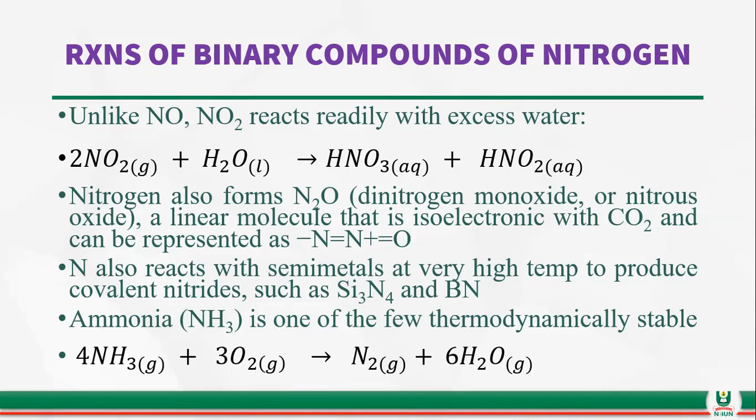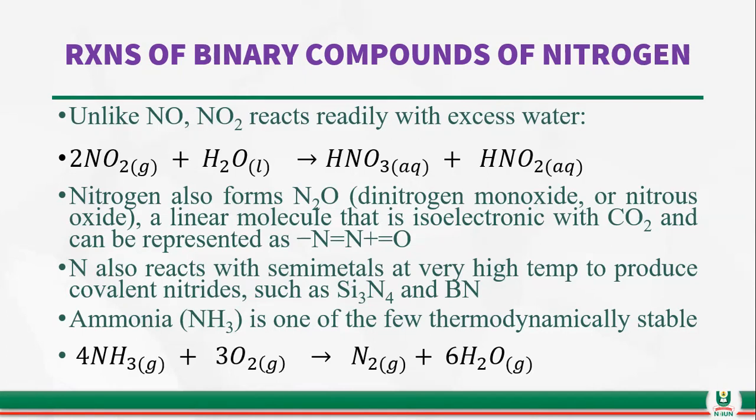Nitrogen also reacts with semi-metal at very high temperature to produce covalent nitride. Semi-metals are just the metalloids, that are the boundary between the metal and the non-metal. So silicon is one, boron is another. And you know, the diagonal relationship makes silicon and boron similar in some peculiar way.